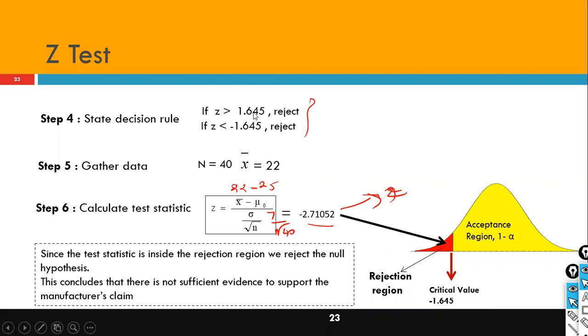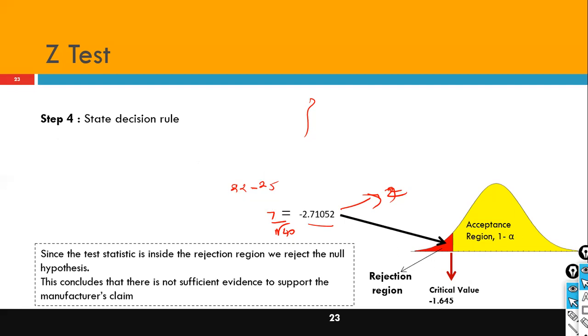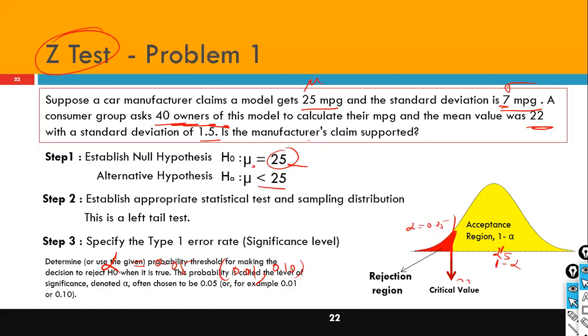If it is a right tail test, it is a positive value. If it is a left tail test, it is a negative value. Since the test statistic is inside the rejection region, we reject the null hypothesis. Since the z value is -2, it is obviously less than this one, it is true. Hence it is falling inside the rejection region. Hence we reject the null hypothesis, and we conclude that there is not sufficient evidence to support the manufacturer's claim. So we are going to reject the null hypothesis.